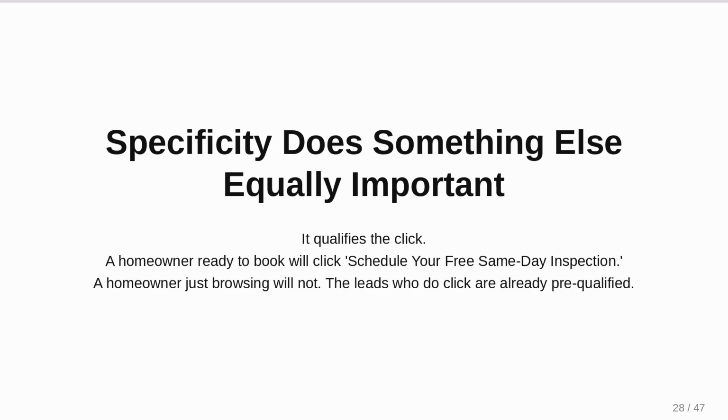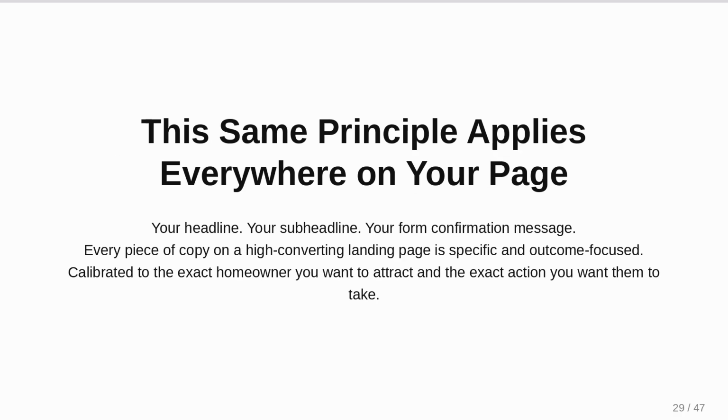It qualifies the click. A homeowner who is genuinely ready to book a same-day inspection will click, schedule your free same-day inspection. A homeowner who is just browsing and not ready to commit to anything will not. That means the leads who do click are already pre-qualified by the act of clicking. They raise their hand for something specific. This same principle applies everywhere on your page, not just the button: your headline, your subheadline, your form confirmation message. Every single piece of copy on a high-converting contractor landing page is specific, outcome-focused, and calibrated to the exact homeowner you want to attract and the exact action you want them to take.